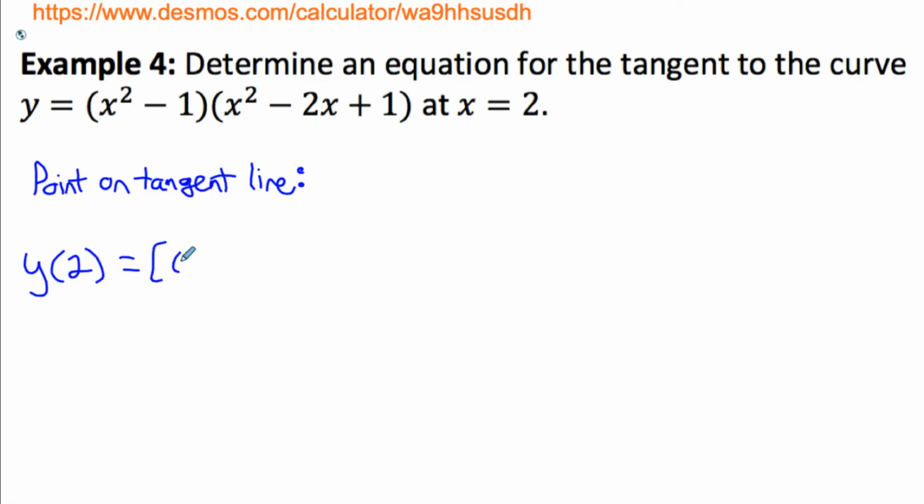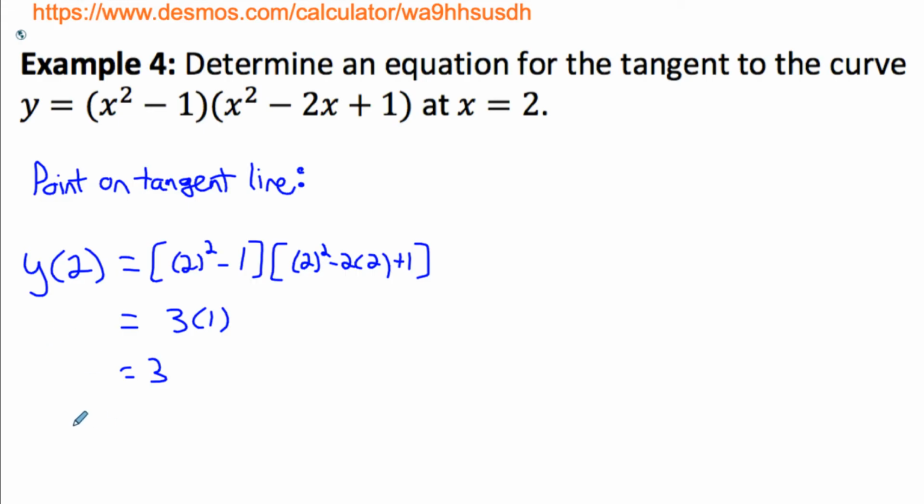So that would be 2 squared minus 1 times 2 squared minus 2 times 2 plus 1. And we can evaluate this. 4 minus 1 is 3, and then 4 minus 4 plus 1 is 1. We get 3. So that tells us the point (2, 3) is the point where the tangent line touches the original function. So this is an xy point on the tangent line.